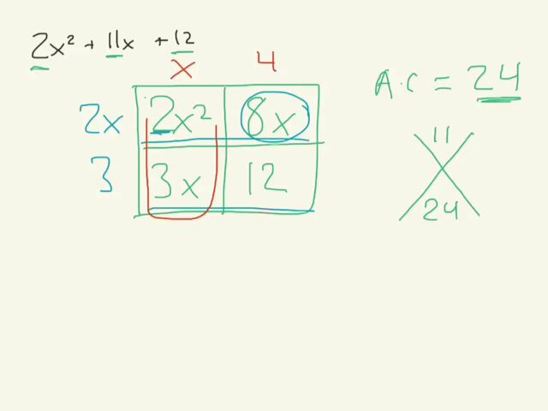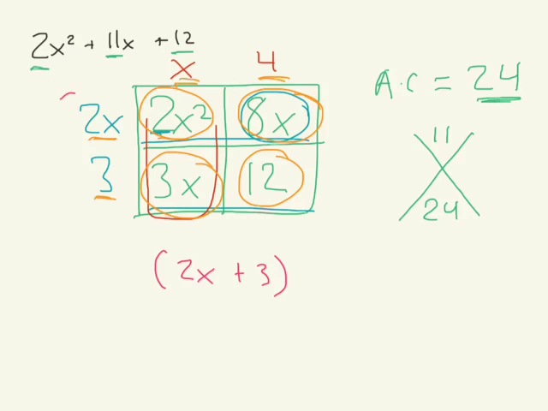What we can do is just do a quick multiplication check to make sure we're right. So 2x times x, well, that's 2x squared. 2x times 4, well, that's 8x. x times 3, well, that's 3x. And 3 times 4, that's 12. So it looks like we have our factors already. So our answer, when we write it out, is going to be 2x plus 3, and we got that from this right here, times x plus 4, and we got that from this right here. And that's our answer.